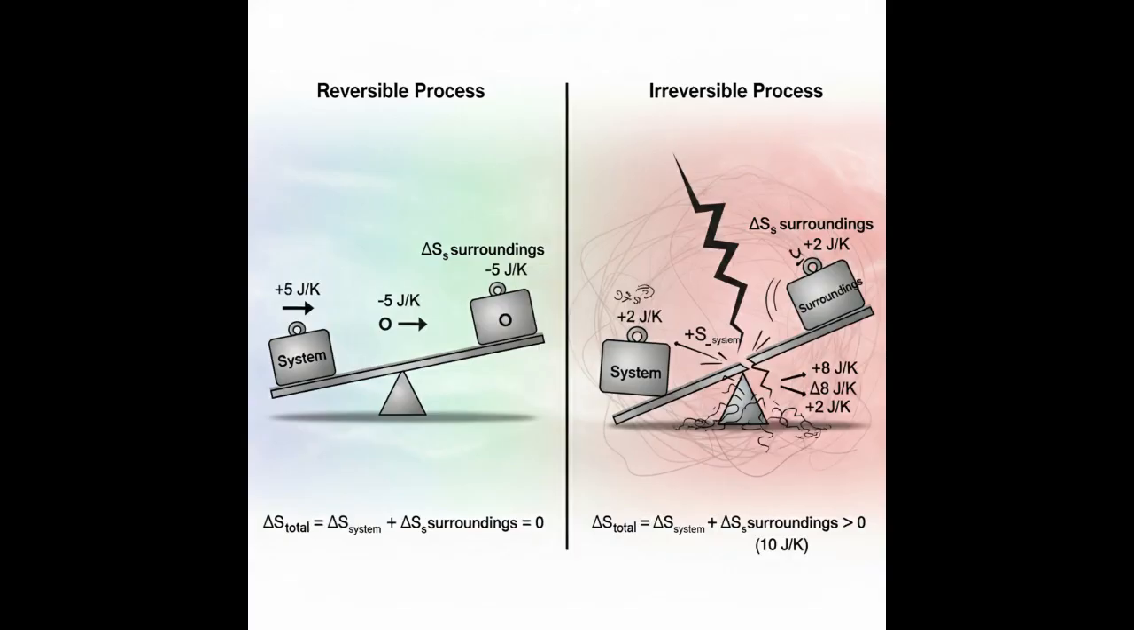Entropy change in reversible versus irreversible processes. For a reversible process, delta S of system plus delta S of surroundings equals 0. For an irreversible spontaneous process, delta S of system plus delta S of surroundings is greater than 0. This means that while the entropy of a system can decrease, for example, water freezing into ice, it can only do so if the entropy of the surroundings increases by a greater amount, ensuring the total entropy of the universe still increases.